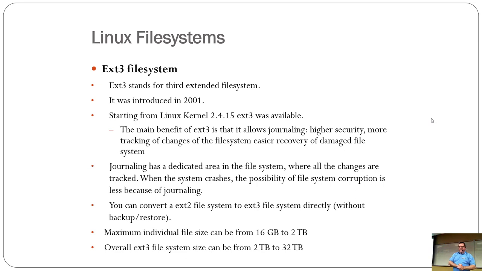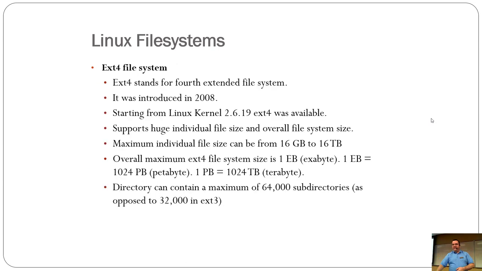EXT3 fixed a lot of that. What's cool is you can go from EXT2 to EXT3 directly. You don't need to do a backup or restore. You just change a few settings and magically you have journaling. You can't go the other way, but you can go 2 to 3 easily. File size limitations were the same. Nothing there changed.